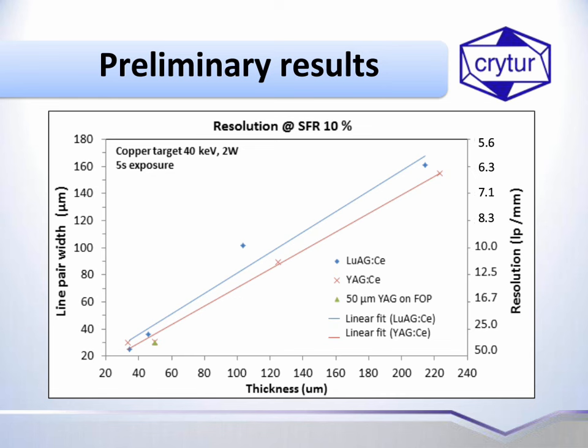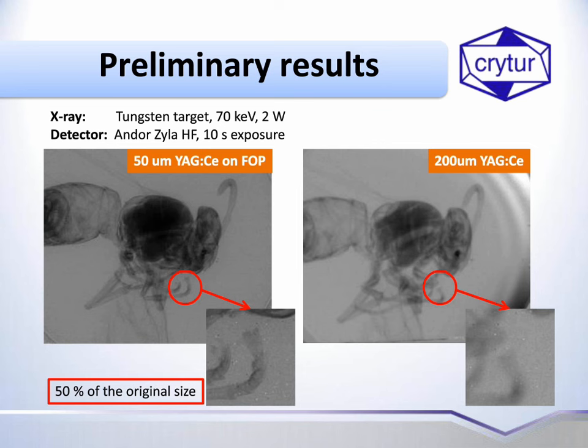So let's get back to the image. So it's here. You can see it's clearly better. So if you use a thin scintillator, you will have better spatial resolution. So let's go to a summary here.